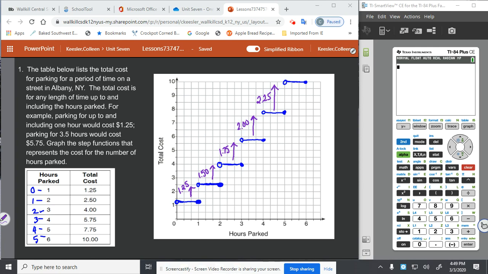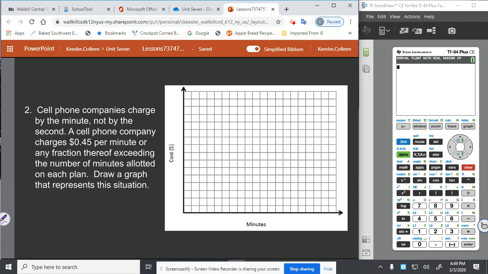All right, so hopefully that's not too confusing. It has showed up on the Regents before, so I've got to make sure that you've seen it so that you're ready for it just in case.